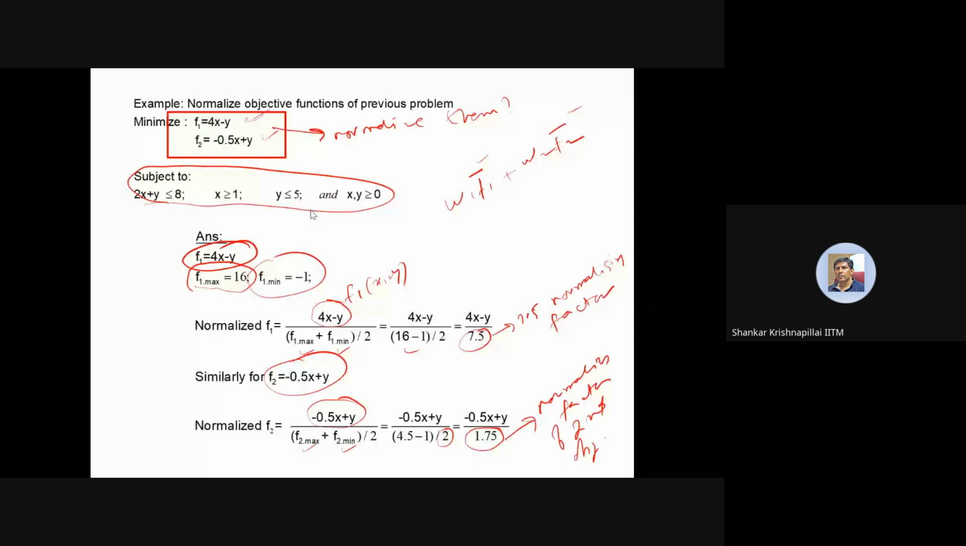Okay, then another method you can do is that if this is the feasible region, you can sample some 10 or 20 points and find the average of all those points. So that can be used instead of this. So you can sample 10 or 20 points randomly in the feasible region and find the average of it. Okay.